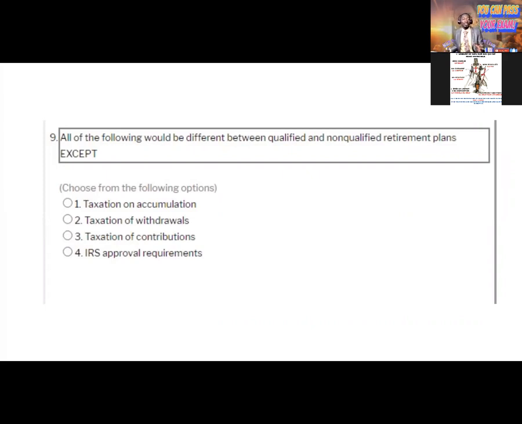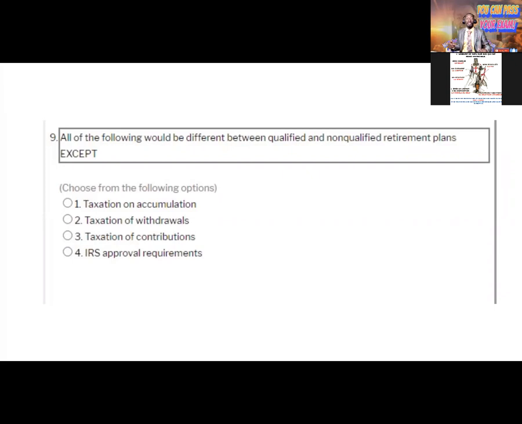All right. So the next question asks, all of the following would be different between a qualified and a non-qualified retirement plan, except. Again, all of those things are differences between a qualified plan and a non-qualified plan, except one. Now, you need to know the difference between qualified and non-qualified. Let me help you a little bit. A qualified plan has to have IRS approval. It must be in writing.